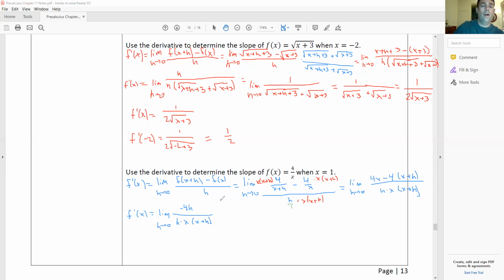So notice, now we're doing one that has a common denominator type problem. So all those evaluating techniques that we learned before, they do come back because there are different types of functions we can do derivatives of. H on the top and the bottom cancel out. I'm left with negative 4 over x times x plus h. You plug your 0 in for h, you get negative 4 over x times x, which is negative 4 over x squared. So there's our derivative. So f prime of x equals negative 4 over x squared.